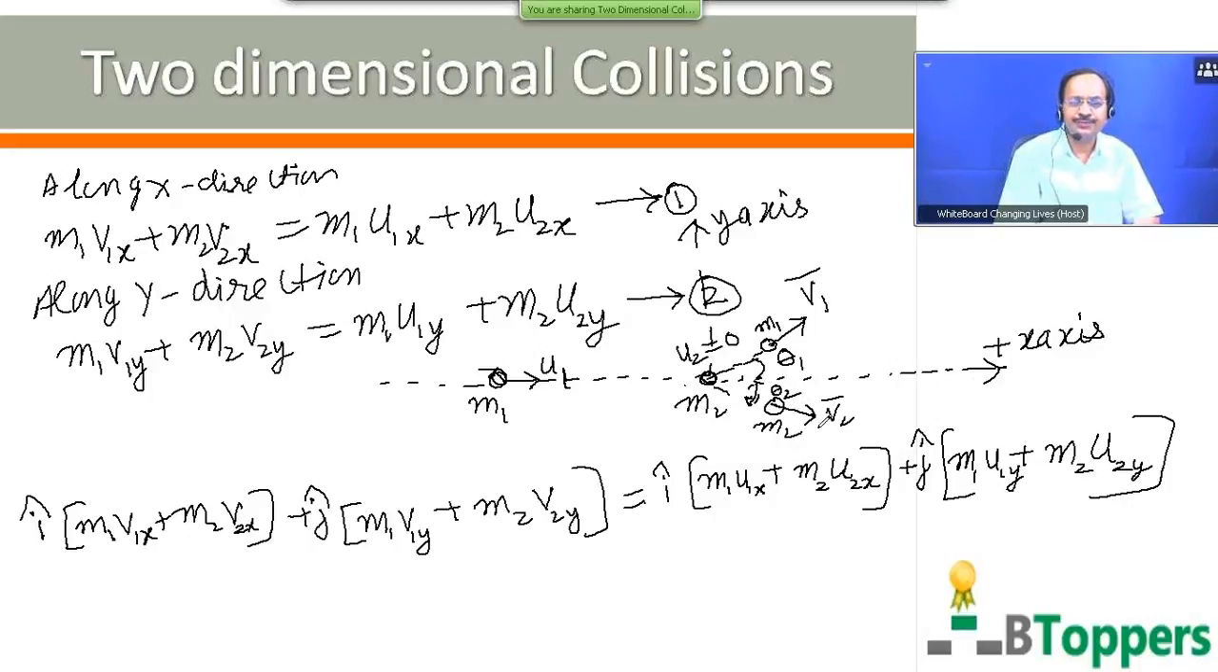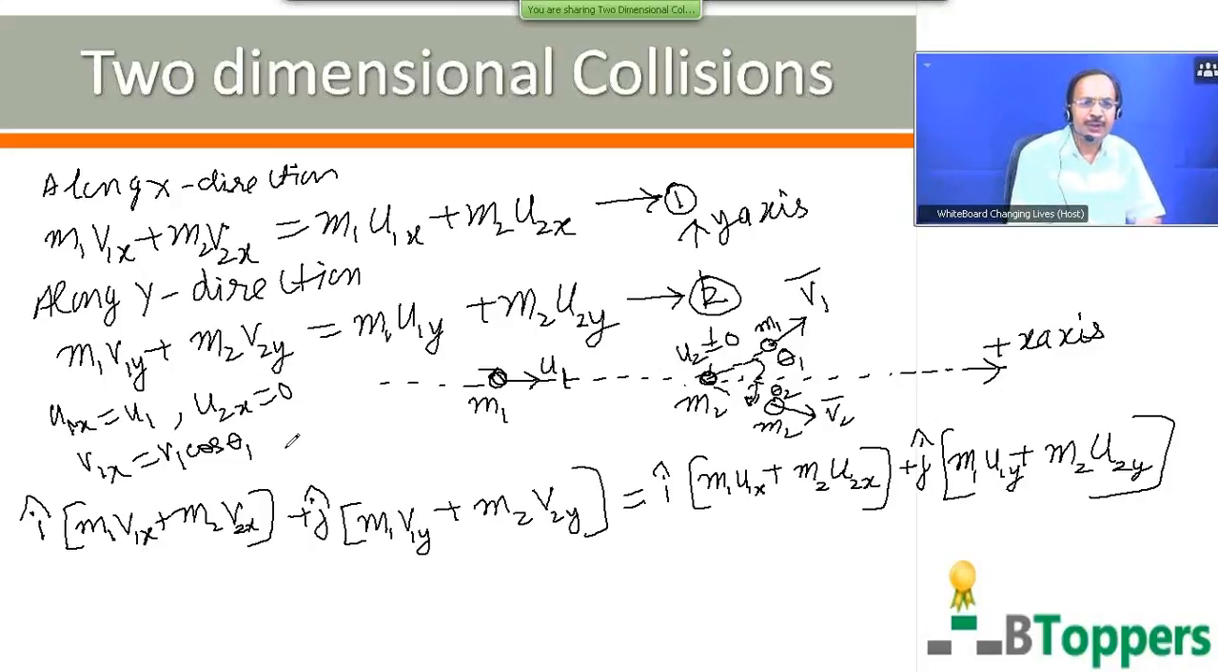Then, if you want to apply conservation of momentum along x direction and y direction separately, you have to resolve the velocities v1 bar and v2 bar into rectangular components parallel to x and y axis. So u1x you can write as u1 in the first equation. u2x is 0, that means initial velocity of m2 along x axis is 0. v1x you can write as v1 cos theta 1, that means x component of the final velocity of m1 just after collision. v2x means x component of velocity of m2 after collision, that is v2 cos theta 2.